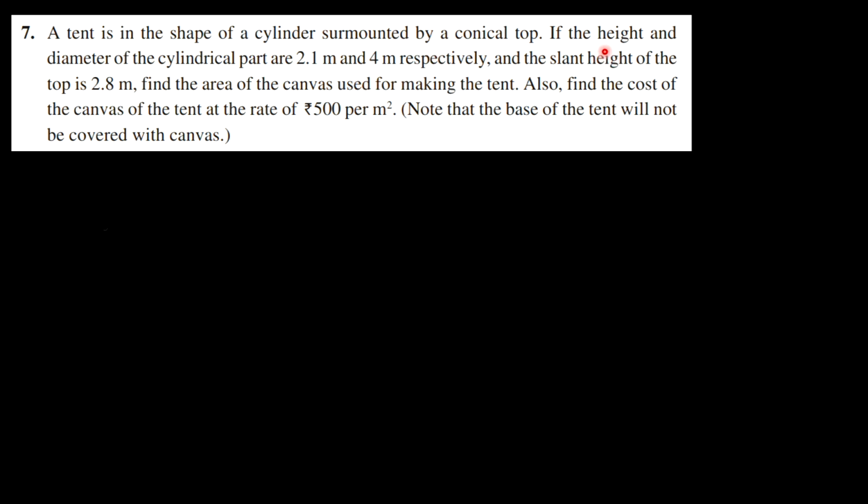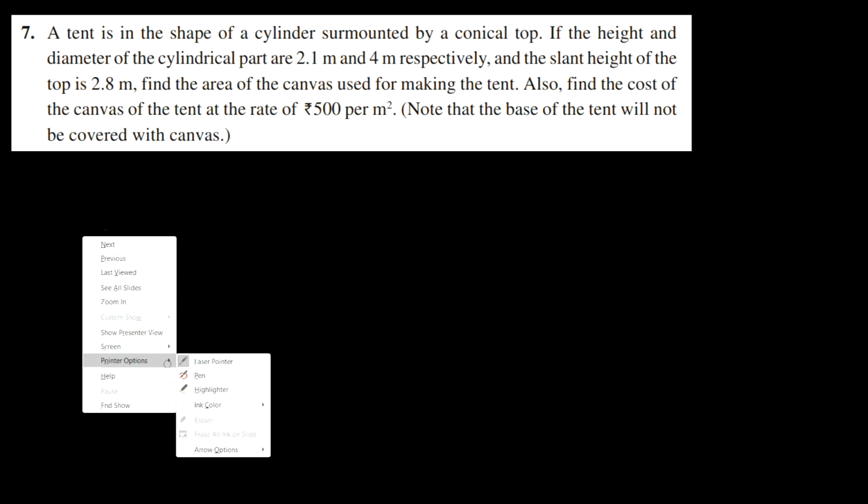Here in this question, a tent is in the shape of a cylinder surmounted by a conical top. That means the cylinder is at the bottom and the conical top is on top. Then a cone-shaped tent is formed. If the height and diameter of cylindrical part are 2.1 and 4 meters respectively, and the slant height of the top is 2.8 meters, find the area of the canvas, that means cloth, used for making the tent, and also find the cost of the canvas of the tent at the rate of 500 rupees per meter square. Note, the base of the tent will not be covered with canvas. That we already know.